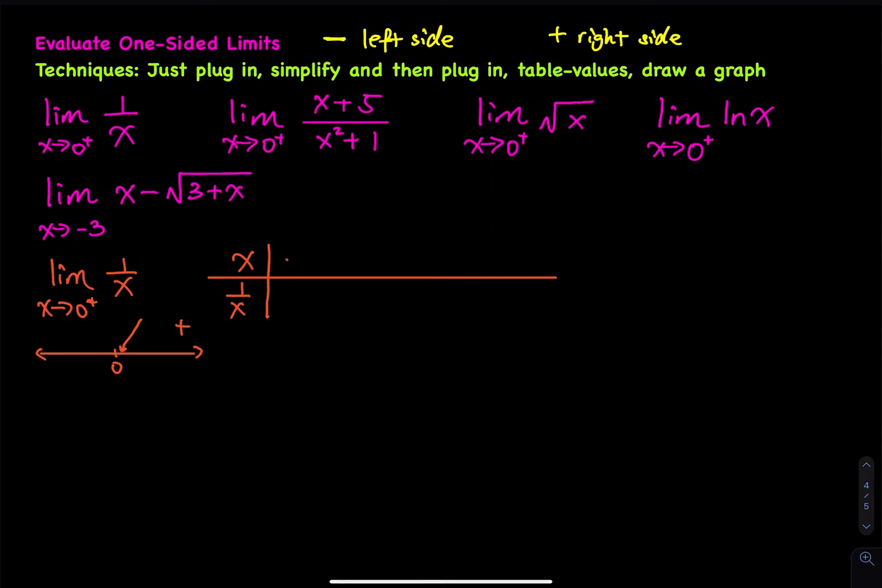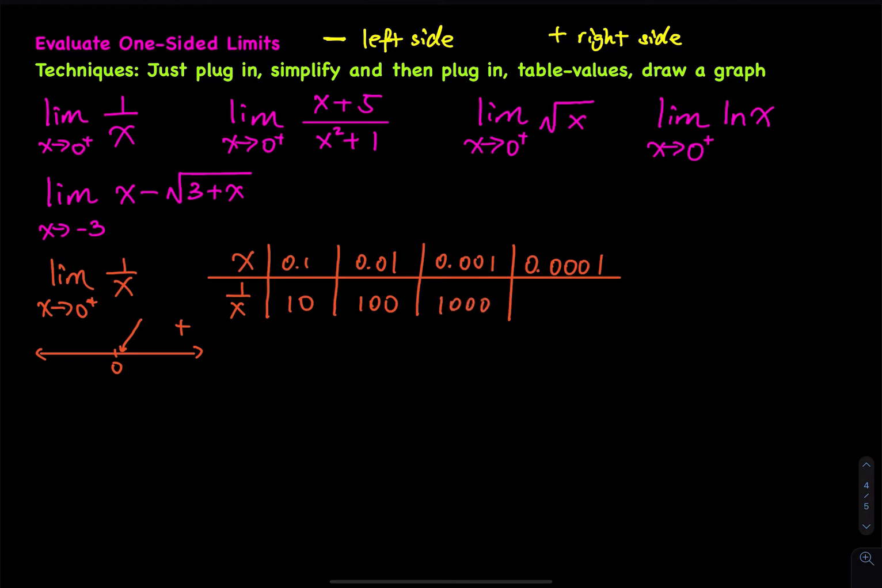So what kind of numbers are a little bit greater than 0? We can try this: 0.1, 0.01, and then 0.001, and then 0.0001, and so on. And then you plug each of these numbers into the function to see what happens. When you plug in 0.1, 1 divided by 0.1 is equal to 10. 1 divided by 0.01 is equal to 100. For 0.001, you get 1,000, and then for the next one, that gives you 10,000.